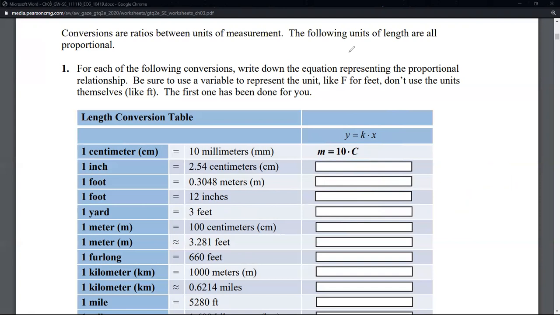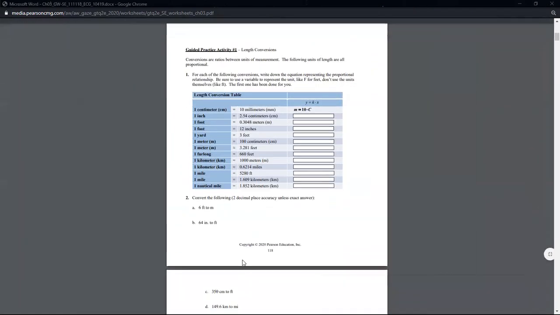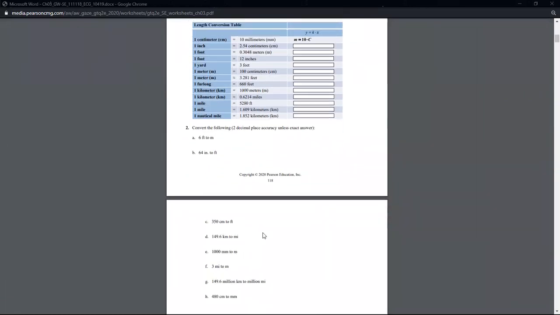What we're going to go to, and again, sorry for having to zoom out so very, very much, but it is what it is, and that's all that it is. We're going to convert the following with 2 decimal accuracy, which means they want all the answers to have 2 decimal places. 6 feet to meters, 64 inches to feet. I'm not going to do every single one of these. I'm going to leave a couple for the guided worksheets for the discussion board, if you will.